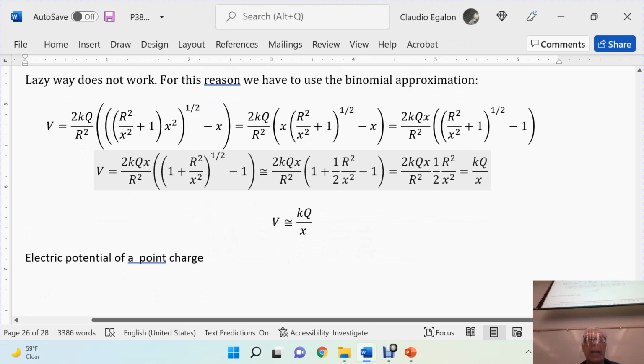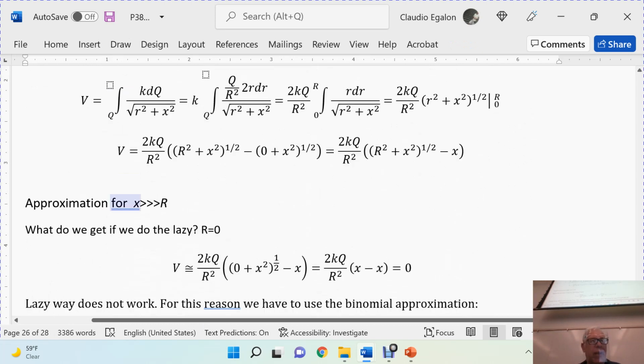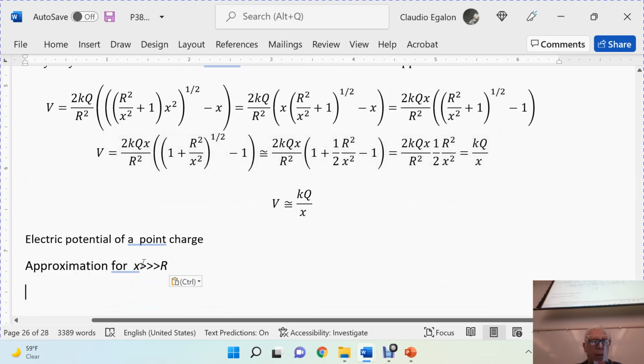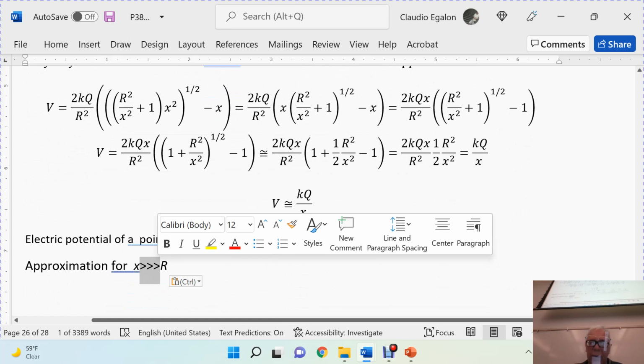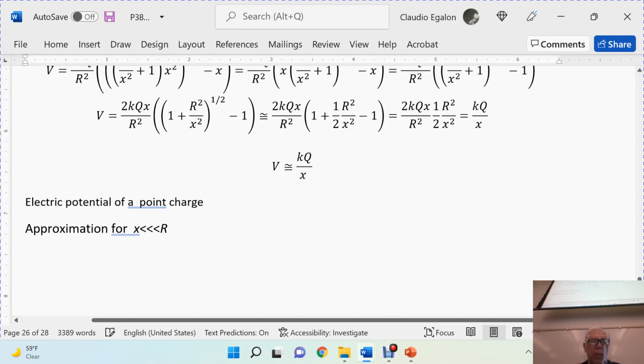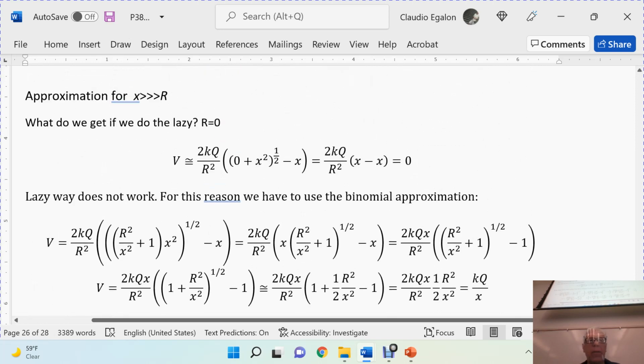Now let's do the other way. You should be familiar with the solution already. Instead of x much greater than r, we are going to do x much less than r. This is something that you got in your last lab.